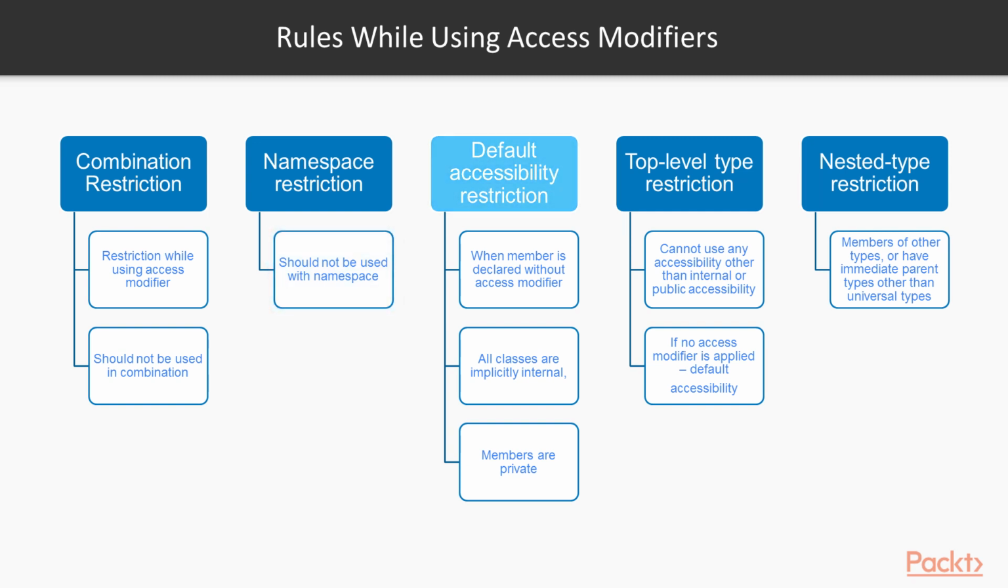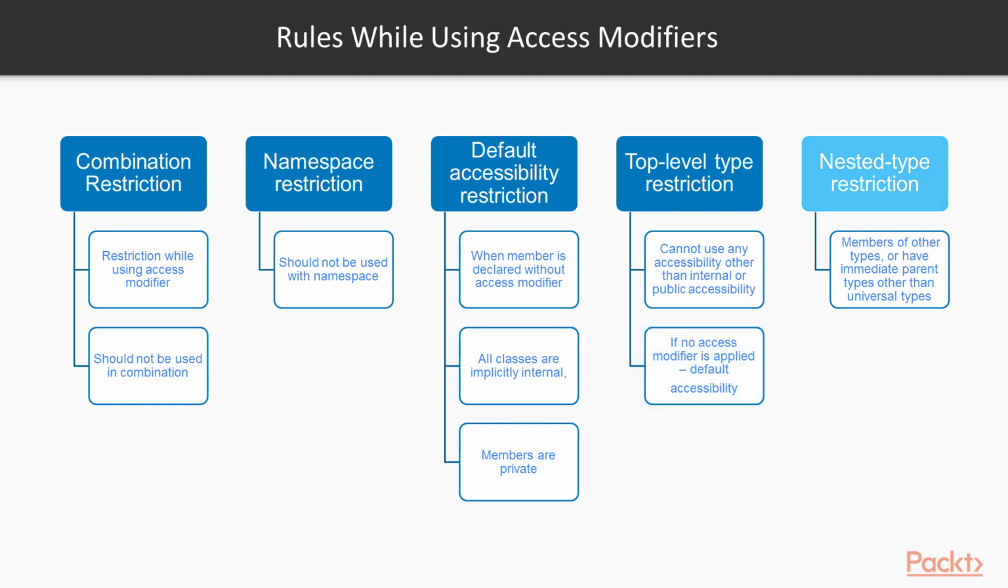Default accessibility restriction. If a member is declared without an access modifier, then default accessibility is used. All classes are implicitly internal, and its members are private. Another rule is top-level type restriction. Top-level types are parent types that have immediate parent type objects. Parent or top-level types cannot use any accessibility other than internal or public accessibility. If no access modifier is applied, default accessibility will be internal.